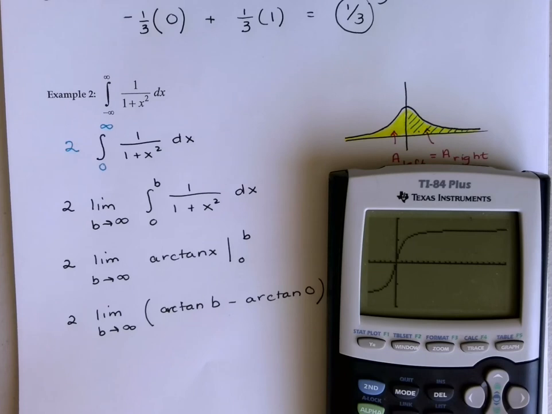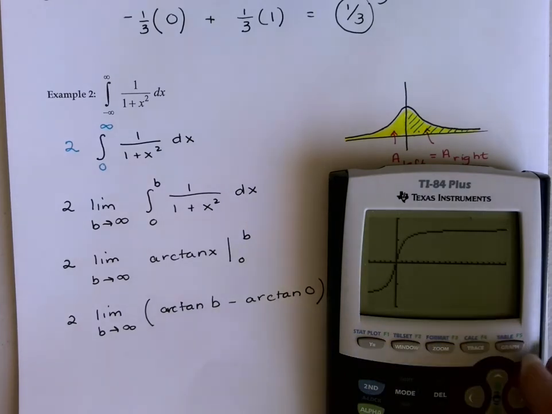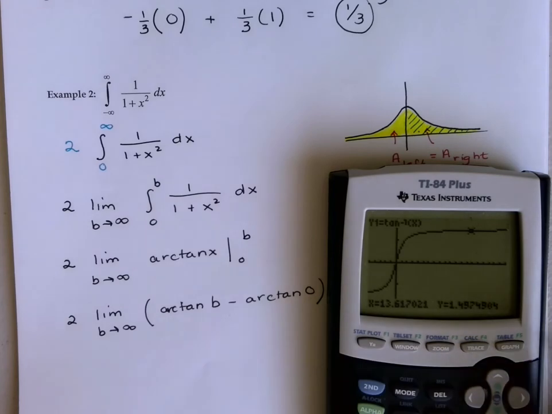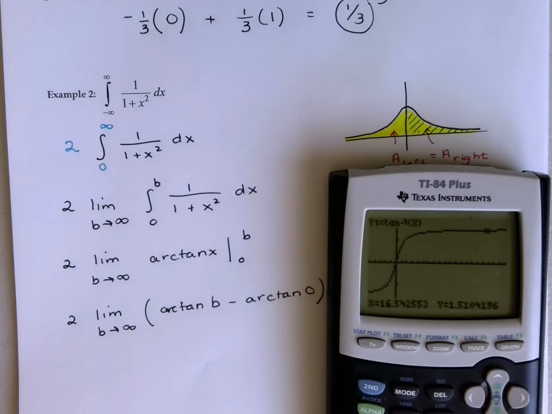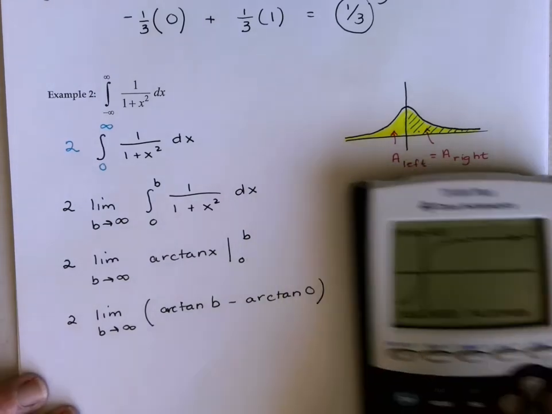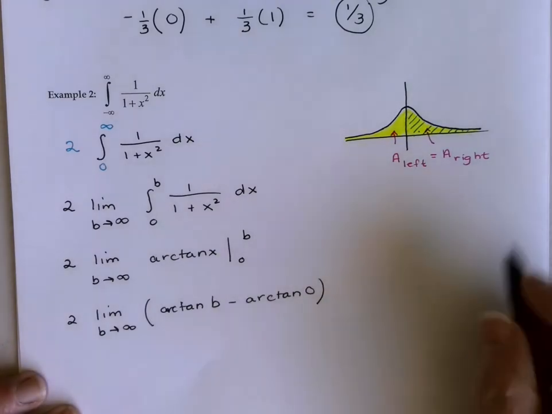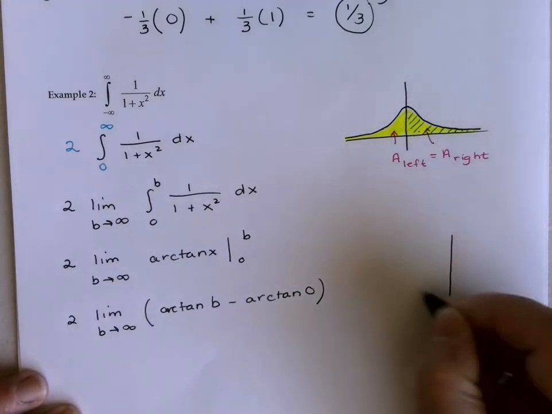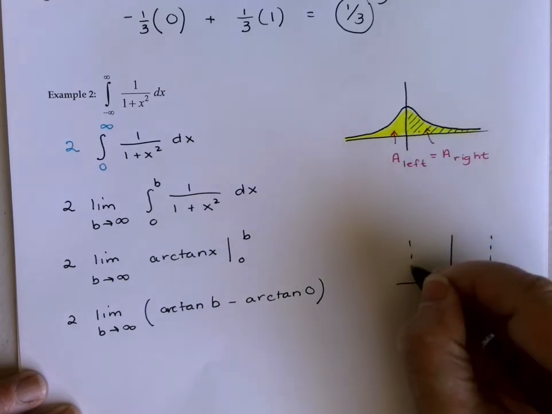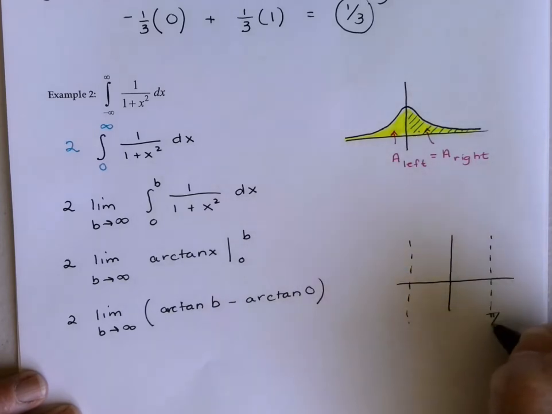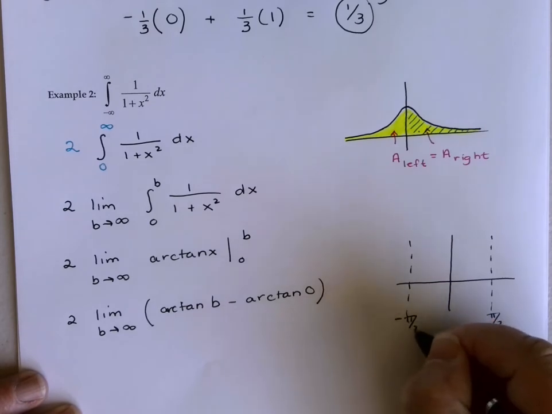And it certainly appears to be leveling off. If I were to trace this, it might help a little. But I may need to use a little bit of my mathematical knowledge to figure out where it's leveling off. It almost looks like 1.5, but I actually don't think that's right. In fact, if you remember the arctangent function, it's just the inverse of the tangent function, right? The tangent function has vertical asymptotes at pi halves and negative pi halves.